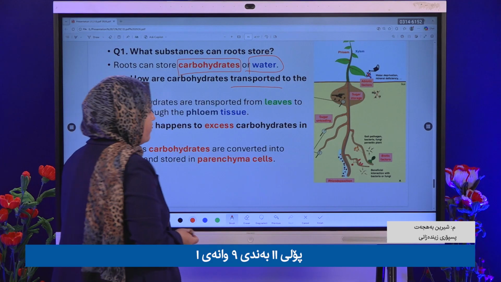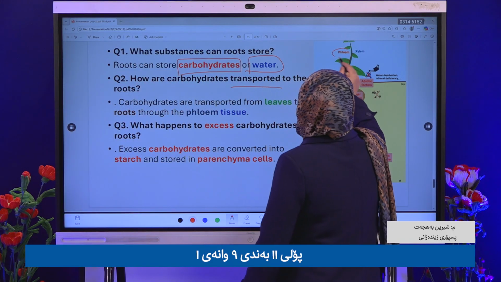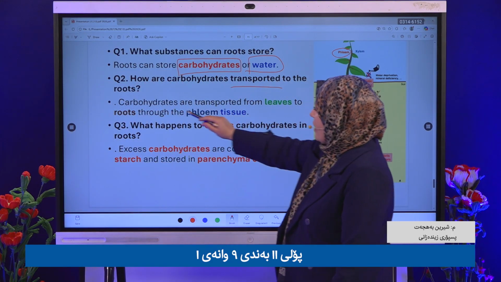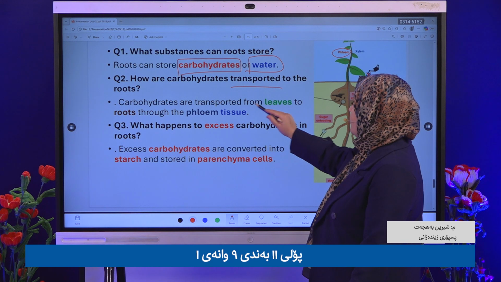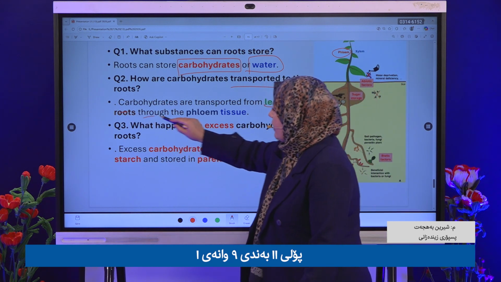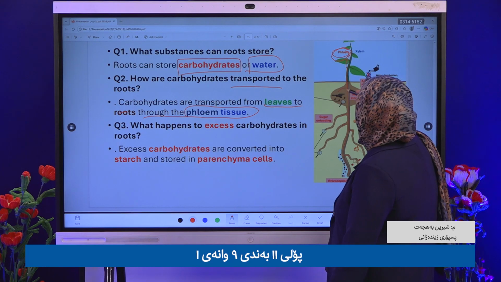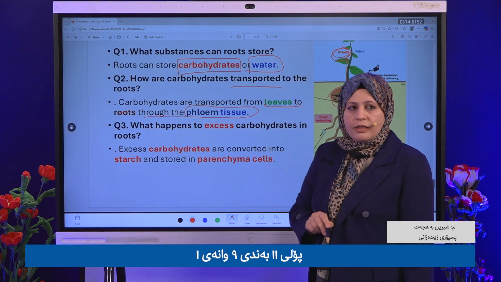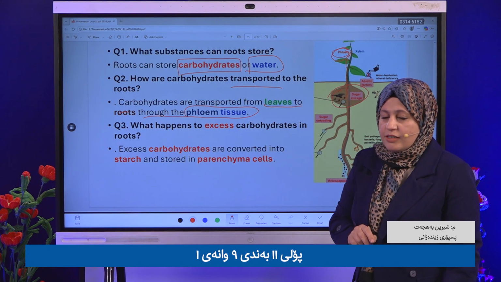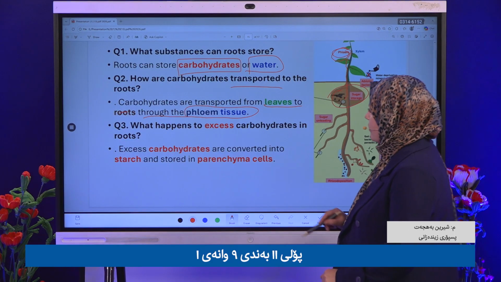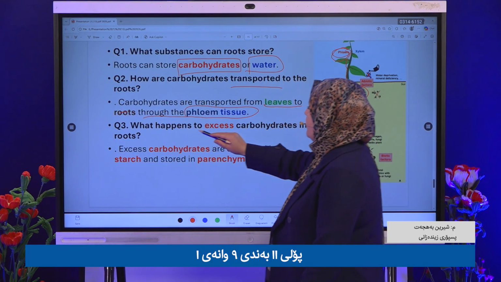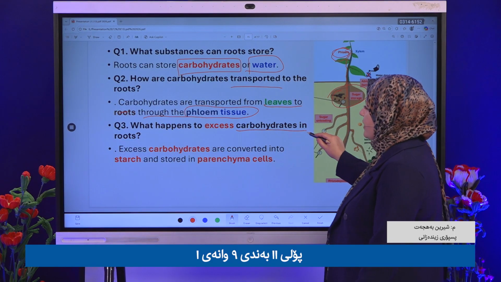By what? Look at it. By phloem. Carbohydrate is transferred from the leaf to the root through what? Phloem tissue. So it is phloem tissue that transfers it to the roots. It is very important. Be careful. Question 3. What happens to excessive carbohydrate in roots?